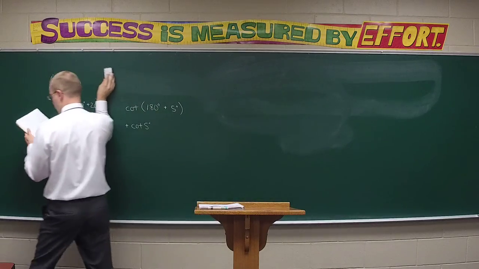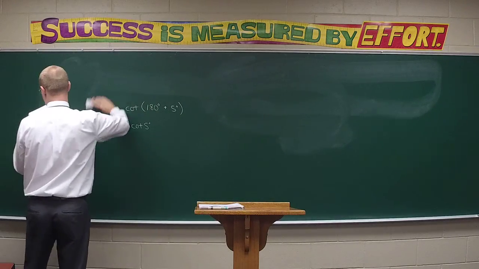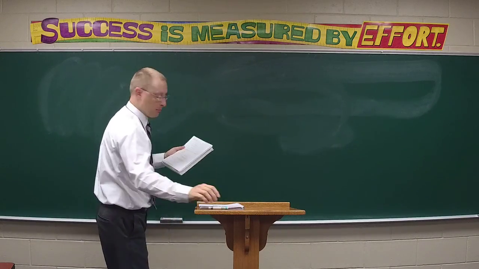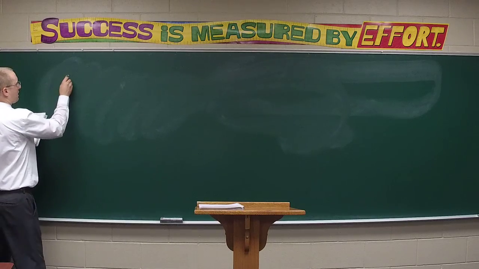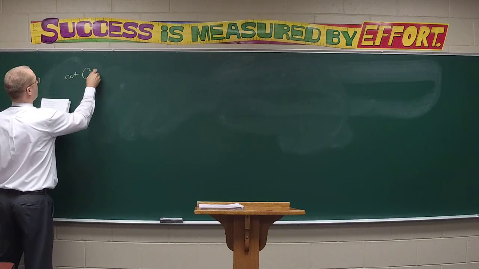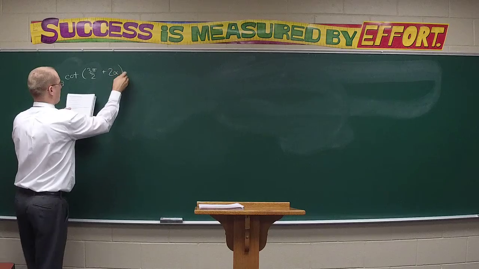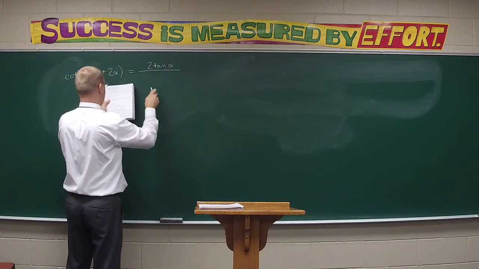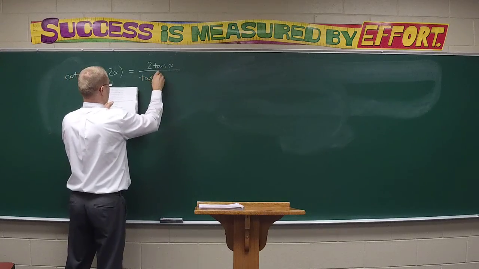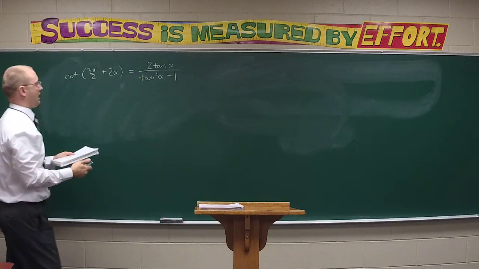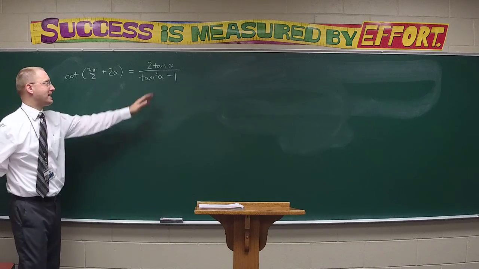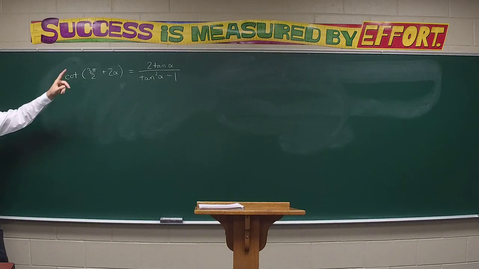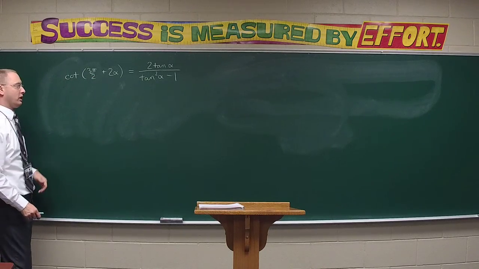It was a verification, verifying the cotangent of 3 pi over 2 plus 2 alpha equals 2 tangent alpha over tangent squared alpha minus 1. On the surface, if I asked an elementary student which side looks more complicated, they would probably say the right-hand side because there's this ugly fraction. But anytime you have a sum or difference, that always means it's more complicated. So we're going to start over here on the left.